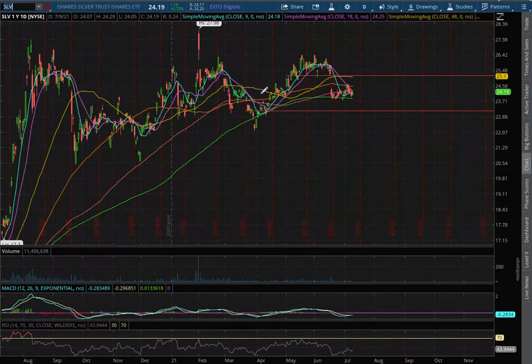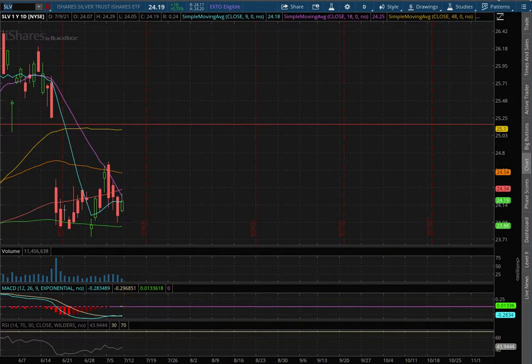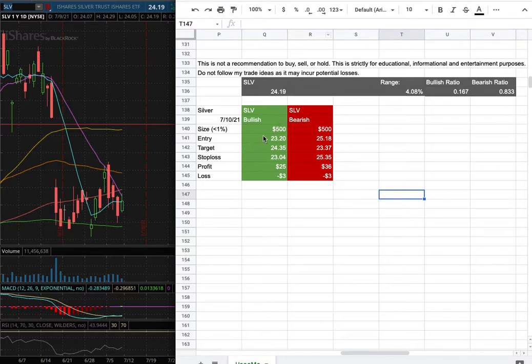As with the trade idea, I'll be trading SLV, and my position size for it is less than 1% of my portfolio. My long entry is at $23.20. My sell target for it is at $24.35, and my stop loss is at $23.04.